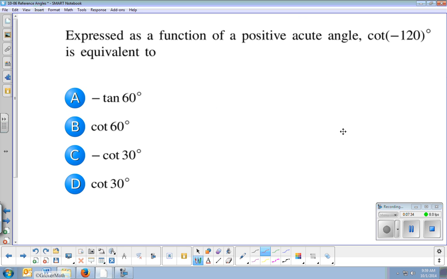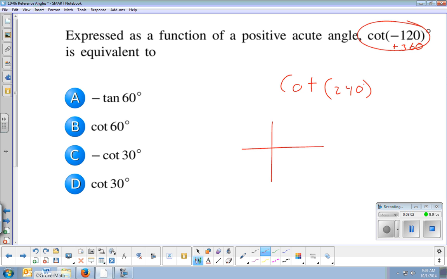So let's do another example. Cotangent negative 120. First of all, I do not like negative angles. So the first thing I'm going to do is to make a negative angle positive, I can add 360 to it. So I could change that from negative 120 to positive 240. So just anytime you see a negative angle, add 360 to it, make it positive, make your life a little bit easier. Cotangent 240. Where is 240?